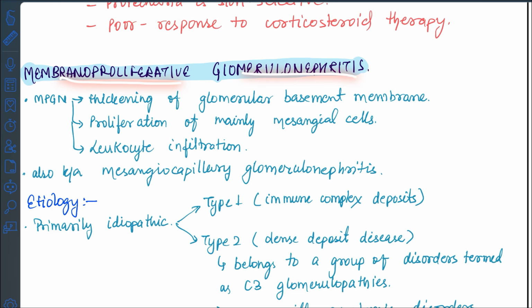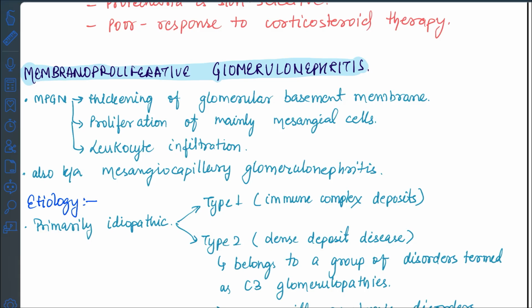Let's move forward and look into membranoproliferative glomerulonephritis. MPGN is thickening of glomerular basement membrane. The second thing which is seen here is proliferation of mesangial cells and leukocyte infiltration. These are the three main characteristics seen here: thickening of glomerular basement membrane, proliferation of mesangial cells, and leukocyte infiltration.